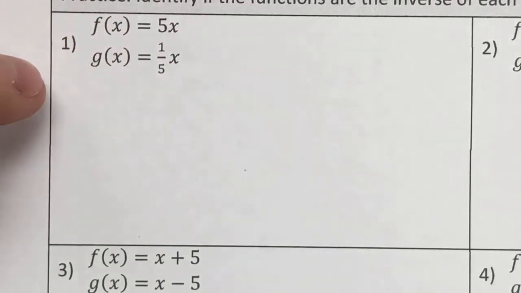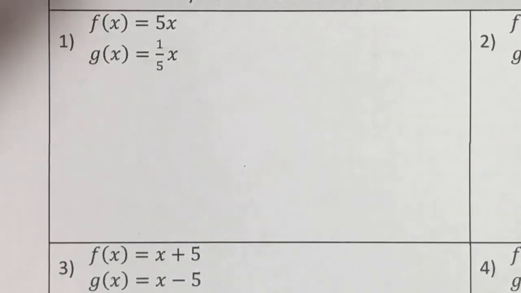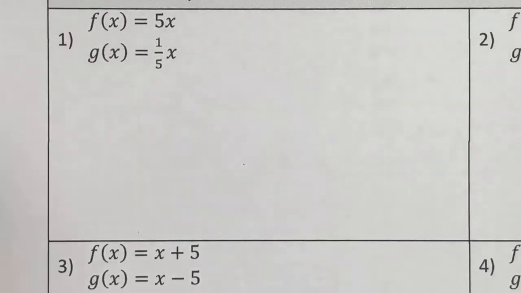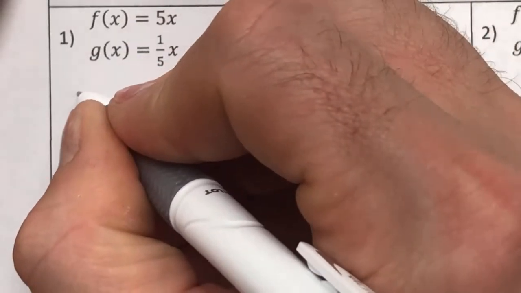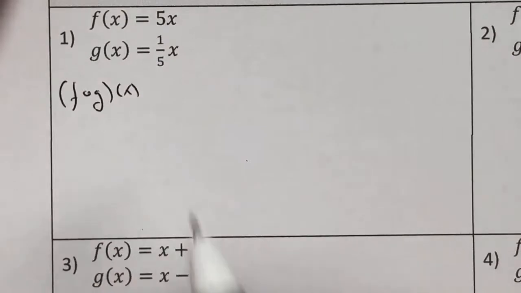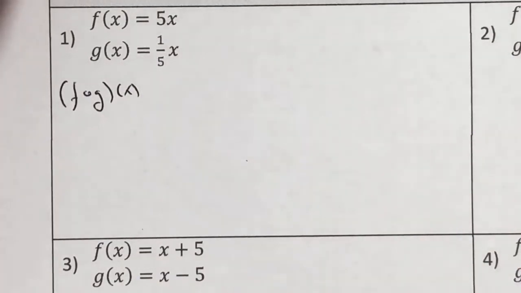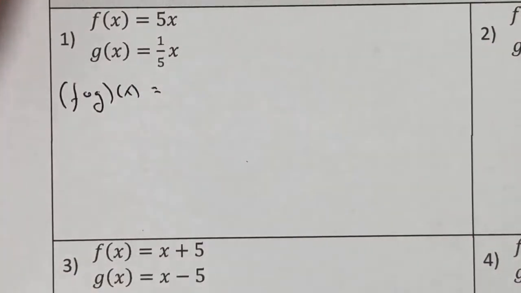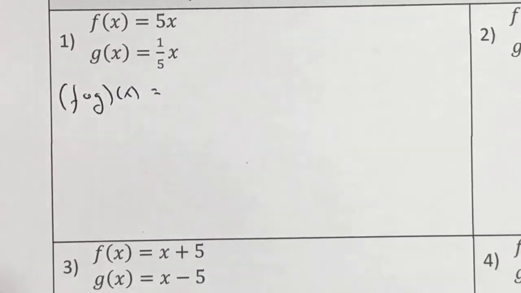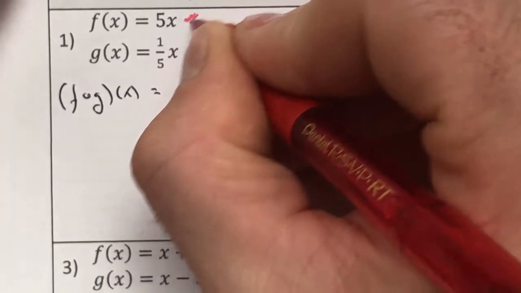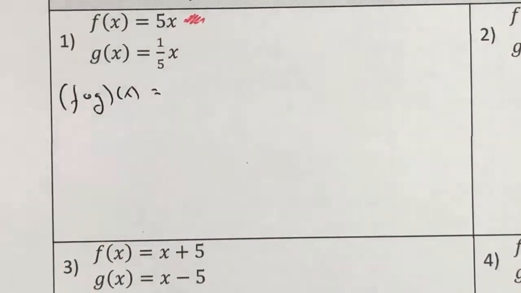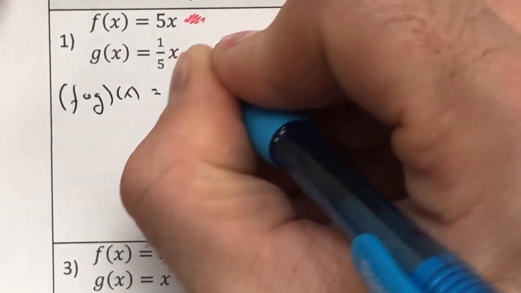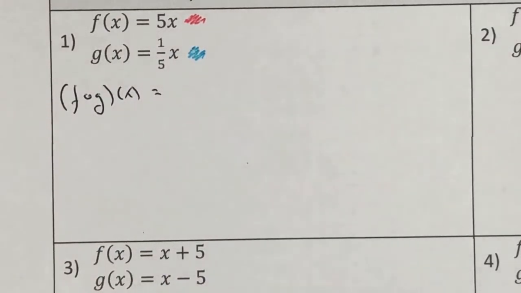So if f is 5x and g is 1/5 of x, let's take g and plug it into f. The first thing we're going to try is f of g of x. I'm going to take g and plug it into f. Okay, let's do f in red, and let's do g in blue, just to help us spot this.